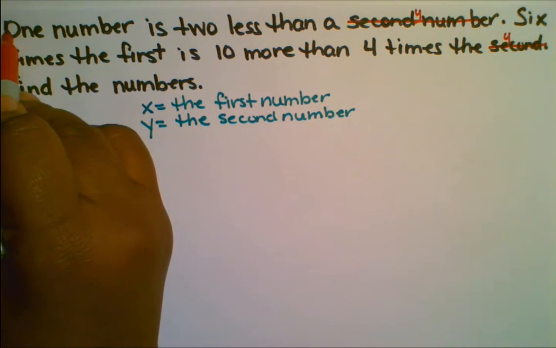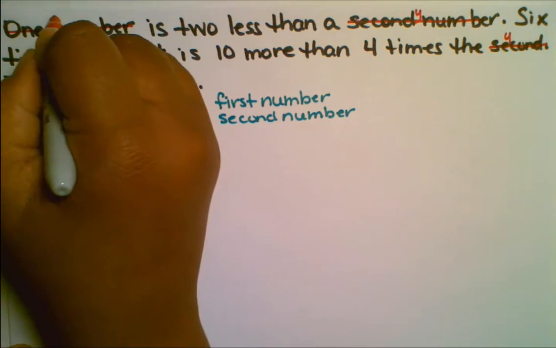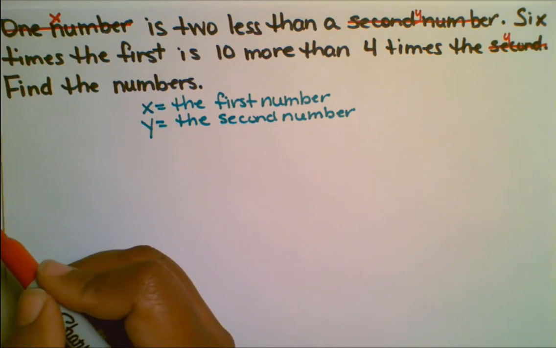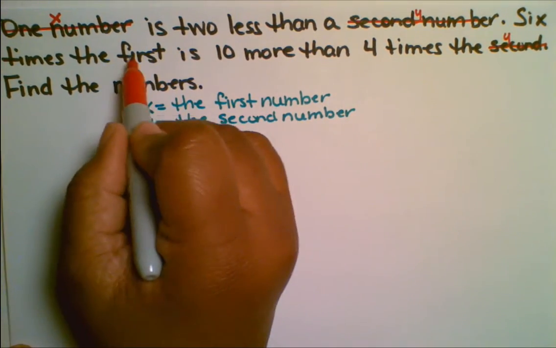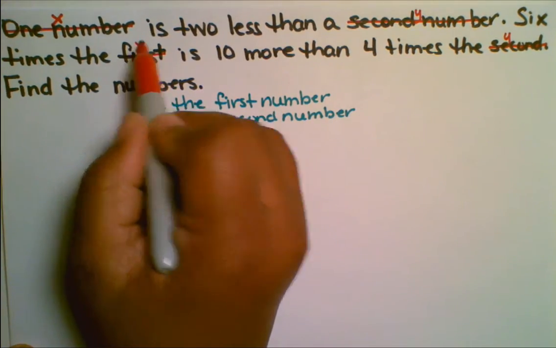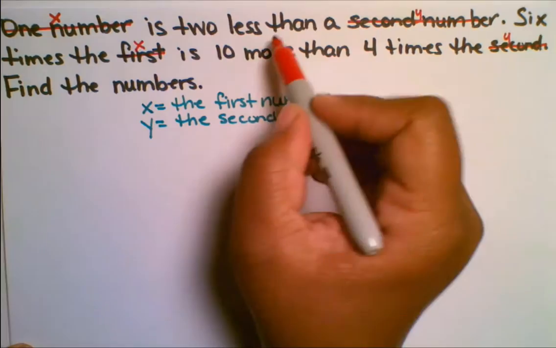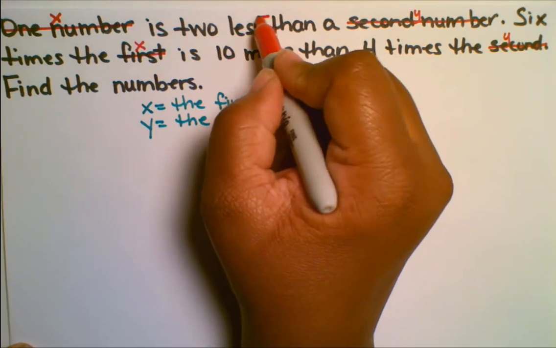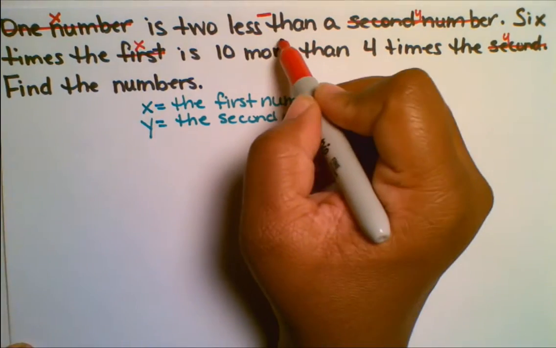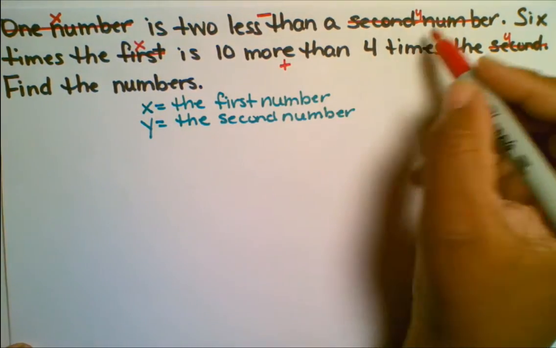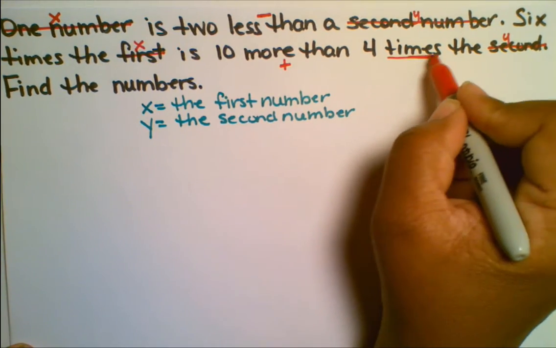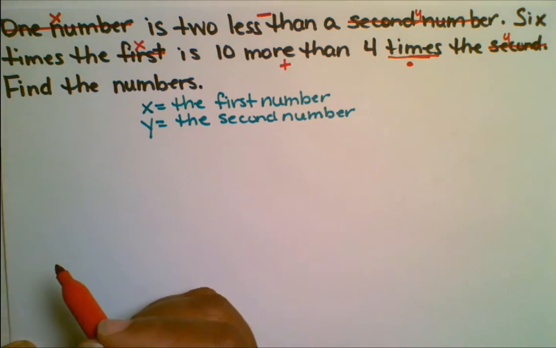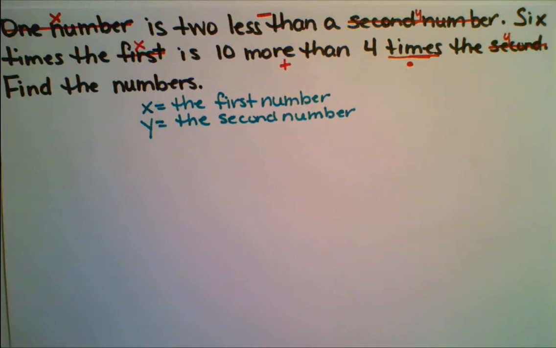One number could be the first number as well. So we're going to call that x. So wherever you see first, we'll put the variable x. We know less than, the symbol we're going to use will be minus. More than, we're going to use plus. We see times, our times sign. So let's look at the first sentence again and write that first equation.